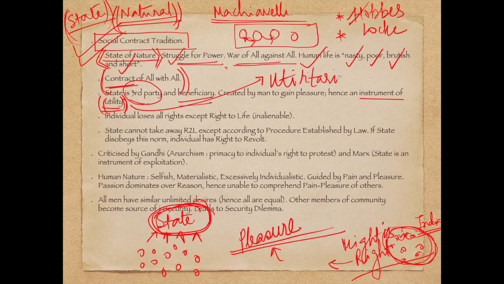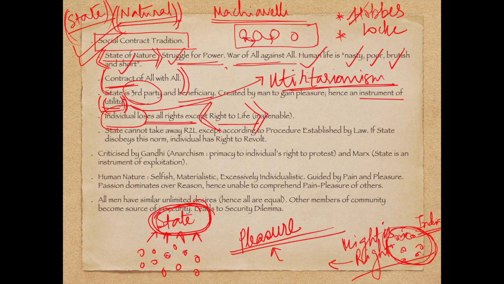Okay, this is how he becomes the forefather of utilitarianism. Now, once the state is created, the individual loses all rights, except the right to life. Everything else is decided by the state.